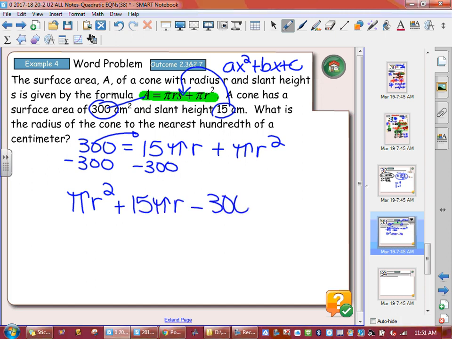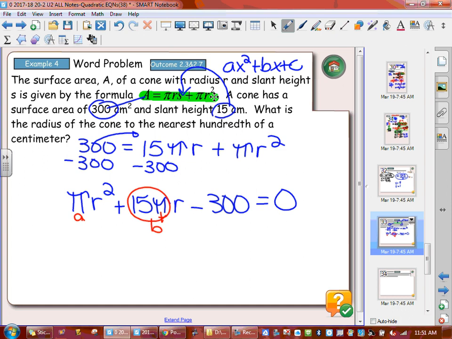So now we can label the A, B, and C. So A is pi. B is 15 pi. So this is B. Pi is part of the symbol. You have to take it with it. And then this guy is C. Okay, so we have our A, our B, and our C.